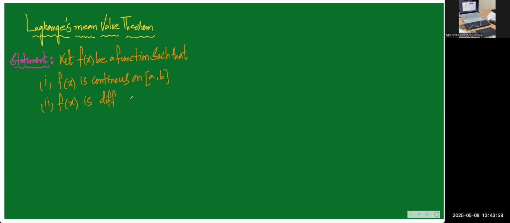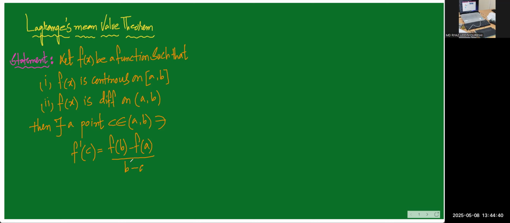Continuous on the closed interval, differentiable on the open interval. But we don't have condition number 3 here. Two conditions are there. Then there exists a point c belonging to (a, b) such that f dash of c is equal to f of b minus f of a by b minus a. This is your statement.